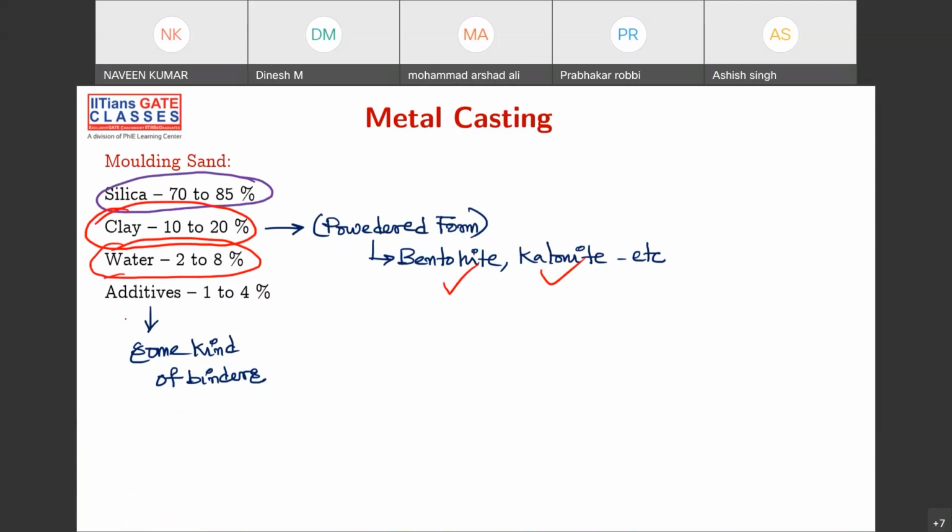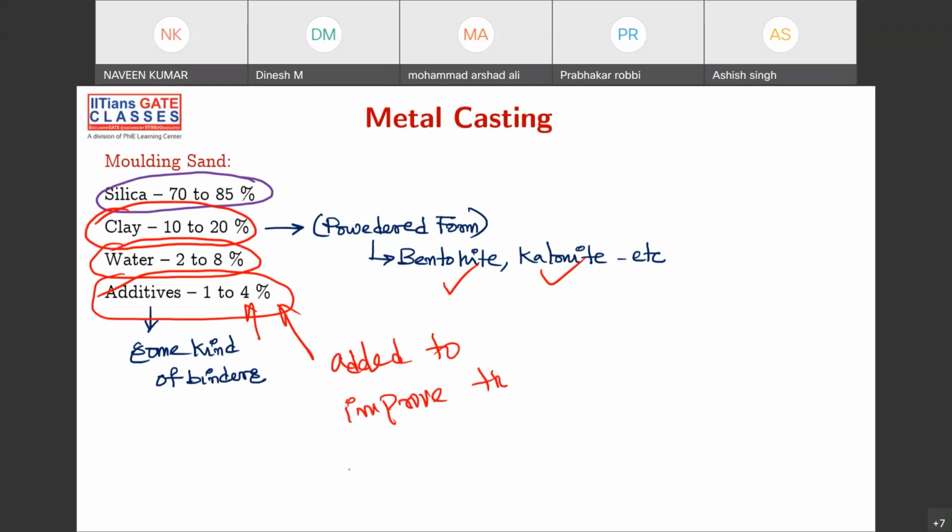Then small additives. Why these additives? They act as some kind of binders, or they might be improving the properties of molding sand. There are some properties of molding sand that we'll be discussing in the coming slides. So these additives are added to improve the properties of sand. Okay, fine, good.